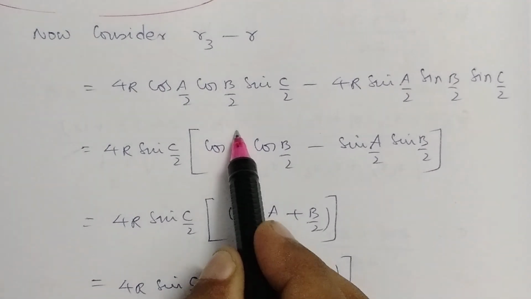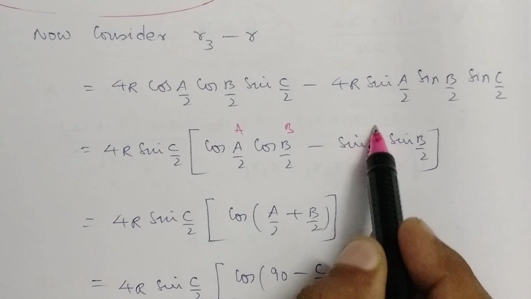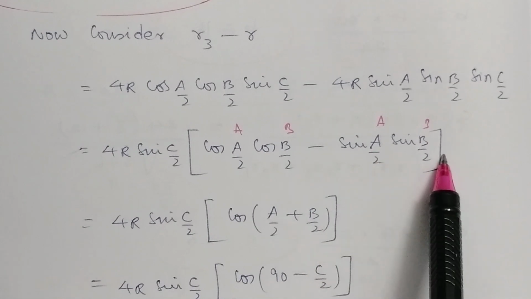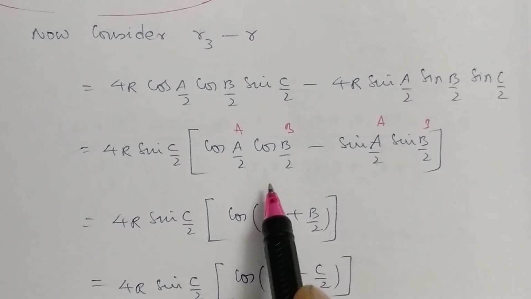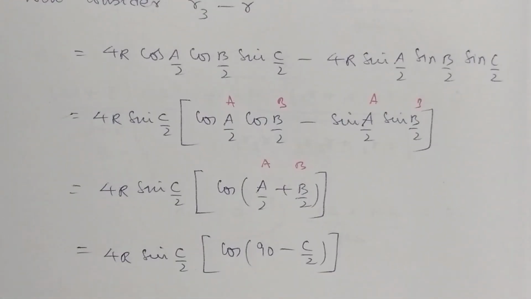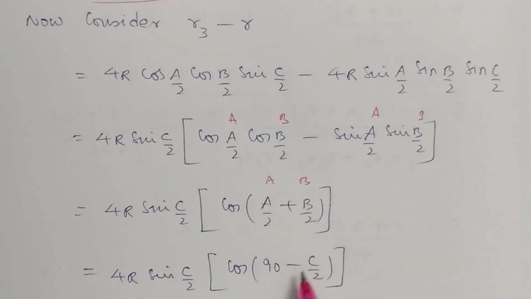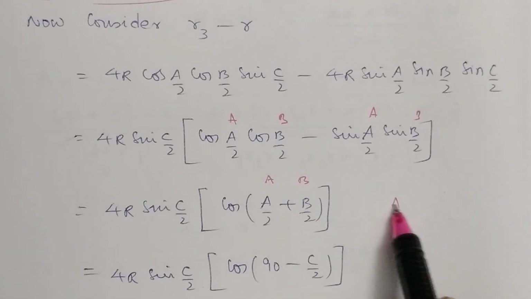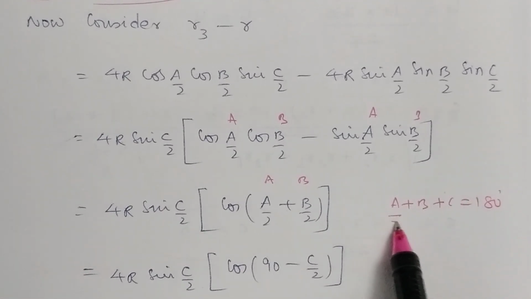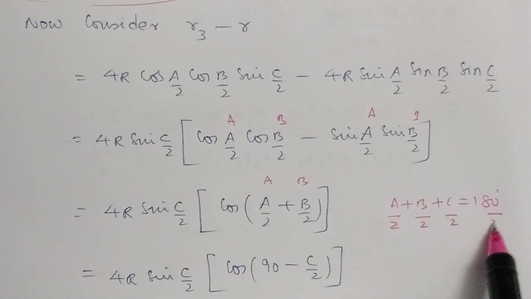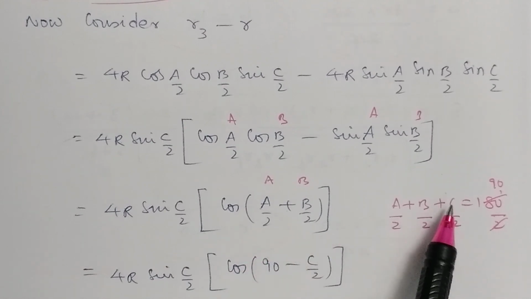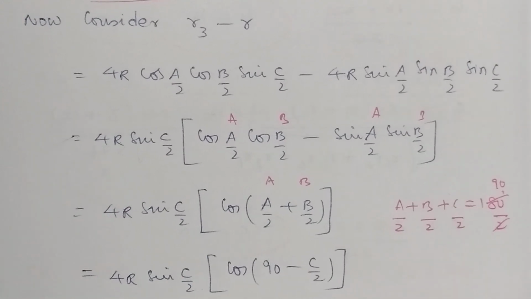Again, this is in the form of cos A cos B minus sin A sin B, which is the cos(A plus B) formula. Here A means A/2, B means B/2. Again, A plus B plus C equals 180. Dividing by 2 on both sides, A/2 + B/2 + C/2 is 90. So in the place of A/2 + B/2, we can write 90 minus C/2.